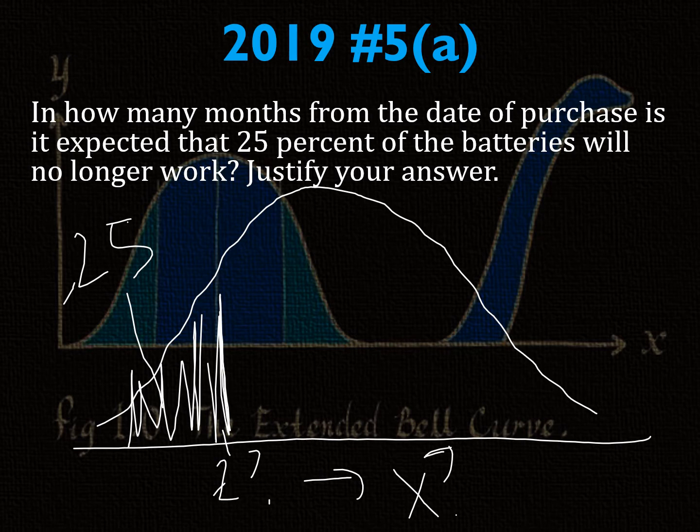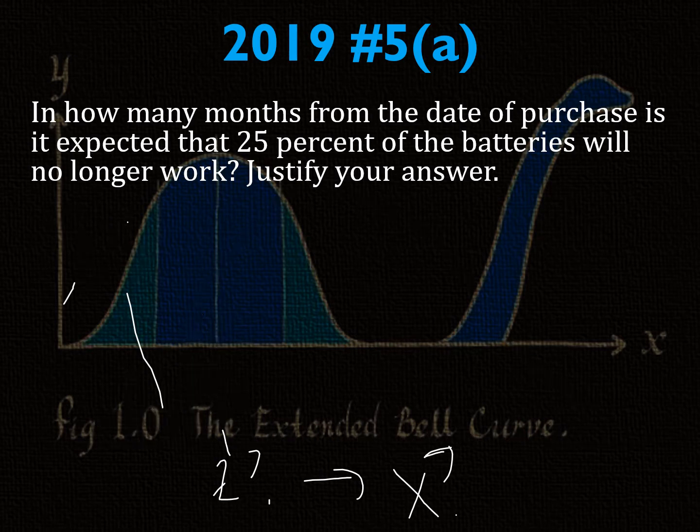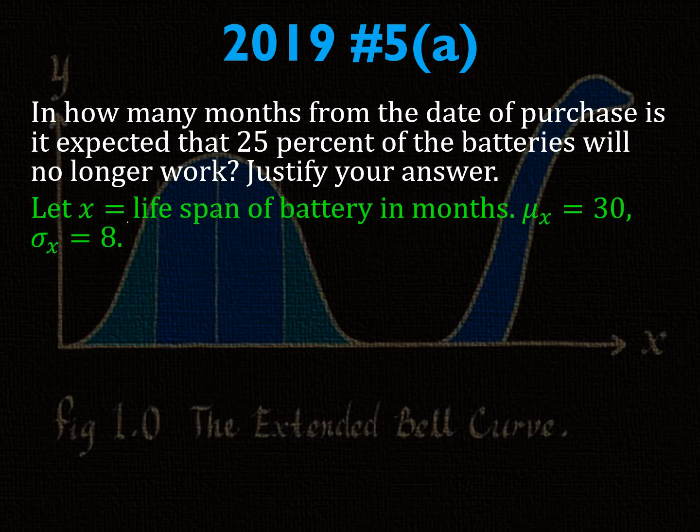All right. So to do that, we need to use our table. I'm going to erase all this so it doesn't get in the way, but you got the visual. X is the lifespan of the battery in months. Mean is 30. Standard deviation is 8. So an area to the left of 0.25 corresponds with that z-score of negative 0.6745. And you can use the table. You can use inverse norm with an area to the left of 0.25.